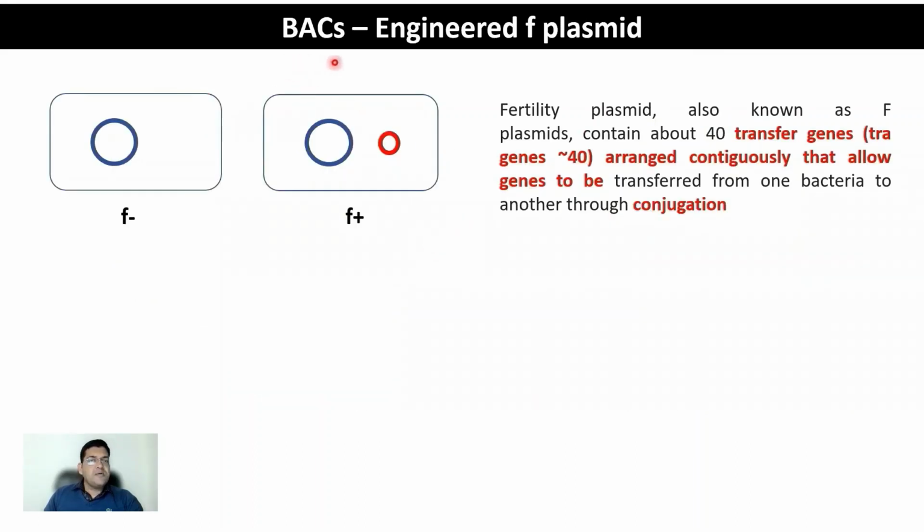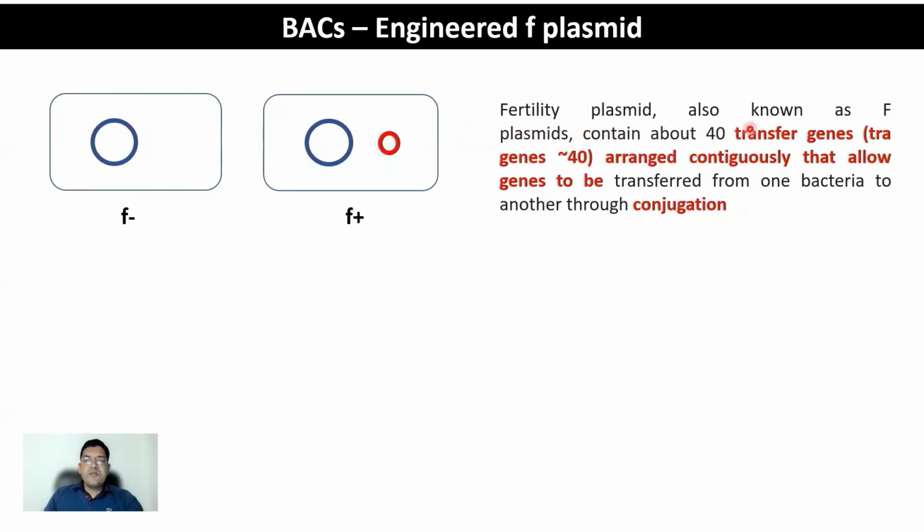So bacterial artificial chromosomes are engineered F plasmids or fertility plasmids. The cells that contain a fertility plasmid are called F plus cells. The cells that do not have a fertility plasmid are known as F minus cells. And conjugation can happen only between a cell that is F plus and a cell that is F minus, right? So therefore, the fertility plasmid or F plasmid facilitates exchange of genetic material via conjugation in strains that are F plus and F minus, and therefore it is also known as the fertility plasmid.